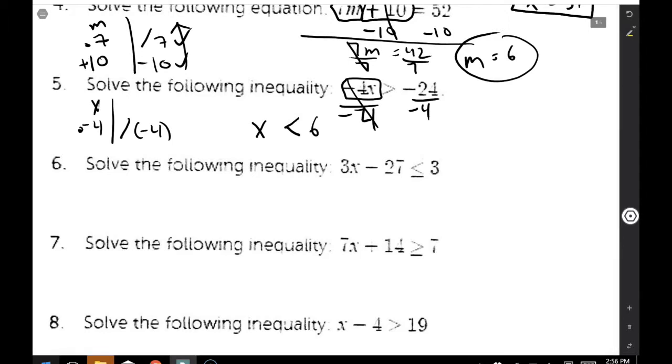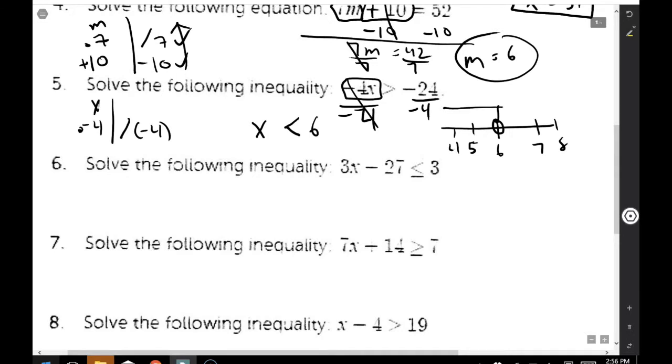Now, if you're not too sure, I would write down both, and then we'll test it here in a little bit. Okay, and then to graph it, some of us kind of messed up on our number line here. Remember, number lines are read left to right. It's the least to greatest. So there's my 4, 5, 6, 7, 8. Open circle, and I am going to go all of the numbers that are less than 6. So that way.